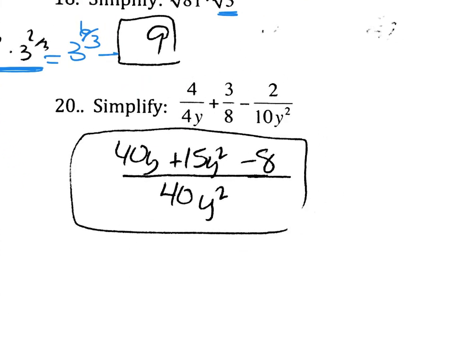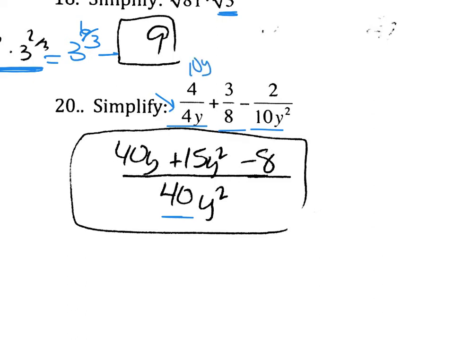20. What I had to do first is find an LCD. So I'm looking at the 4, the 8, and the 10. What do they all go into? They all go into 40. Then look at your y's. I have a y and a y squared. Always use the bigger one, so I use the y squared. Then you got to ask yourself, what does that 4y need to become 40y squared? And the answer needs 10y.